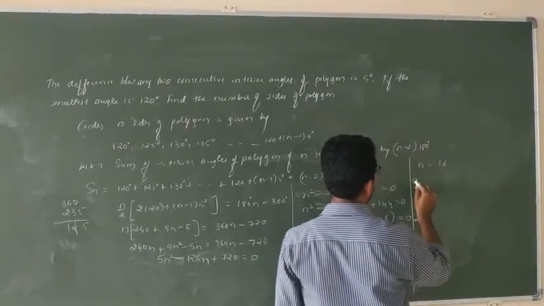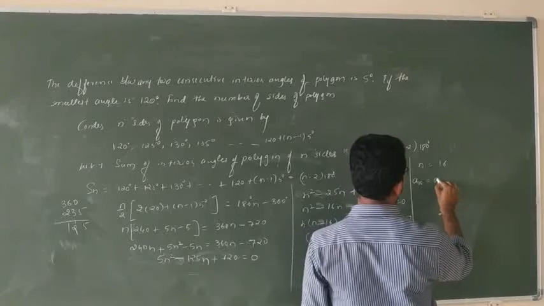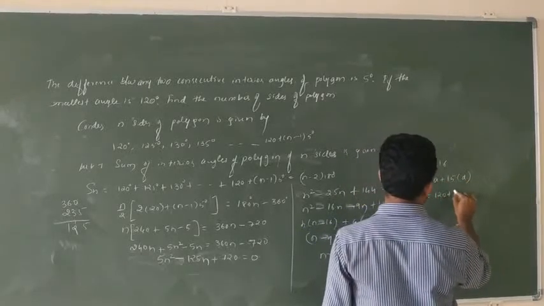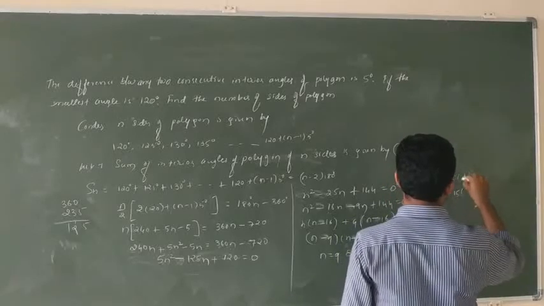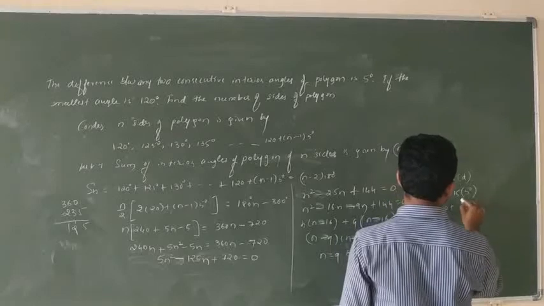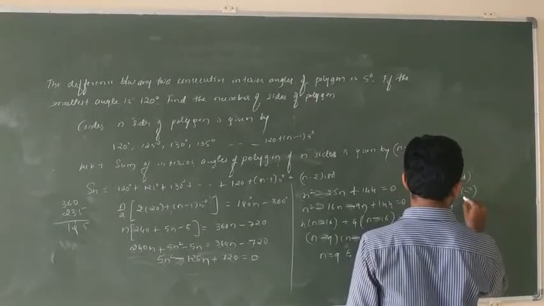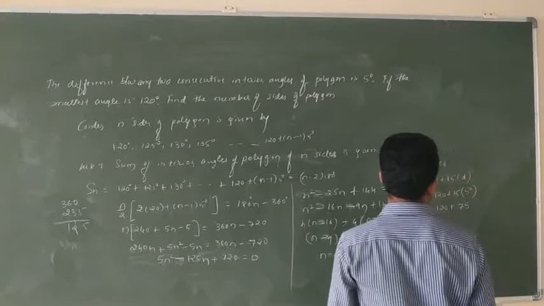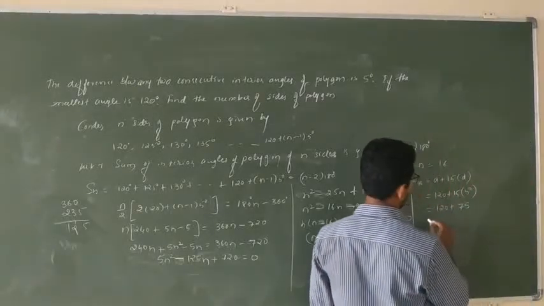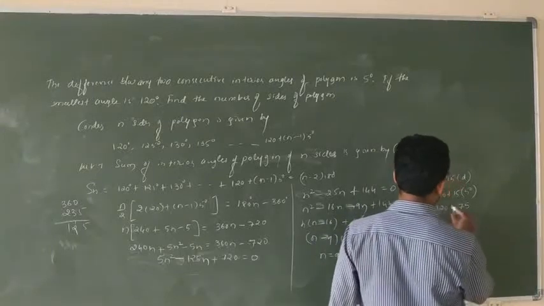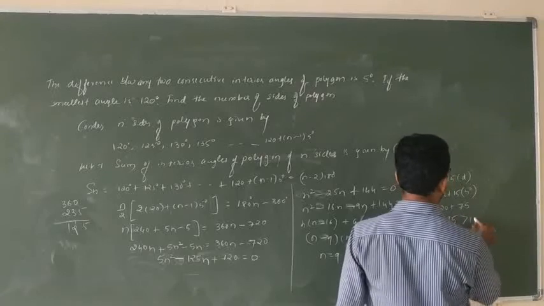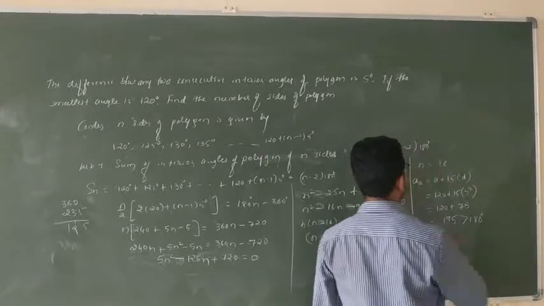then A16 is equal to A plus 15D. That is A is 120 plus 15 D, where D is 5. This is 120 plus 15 times 5, that is 175. Then it is 195, which is again greater than 180. So n is not 16.